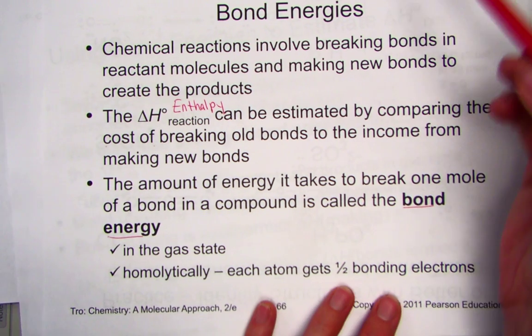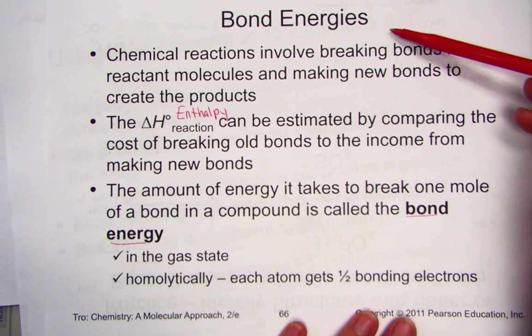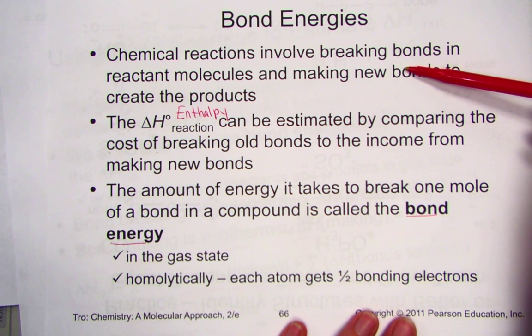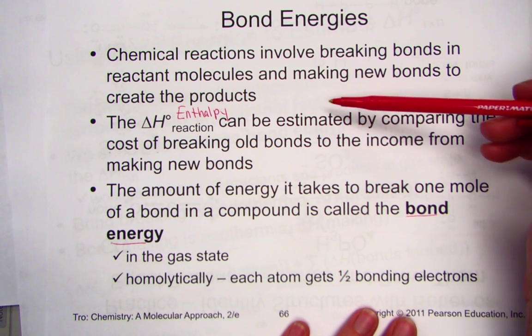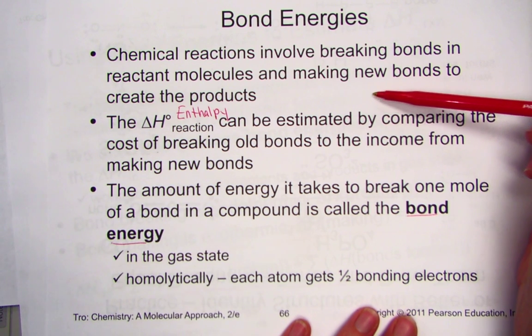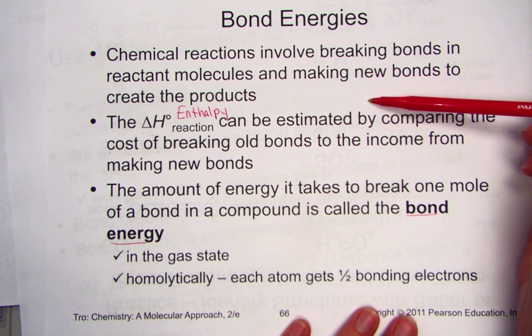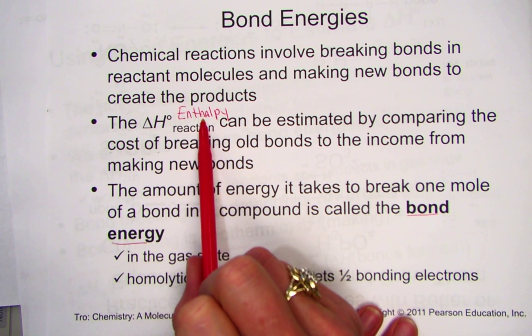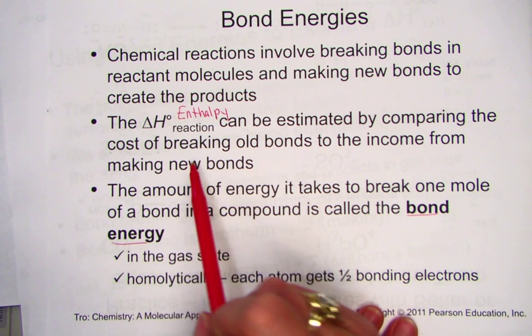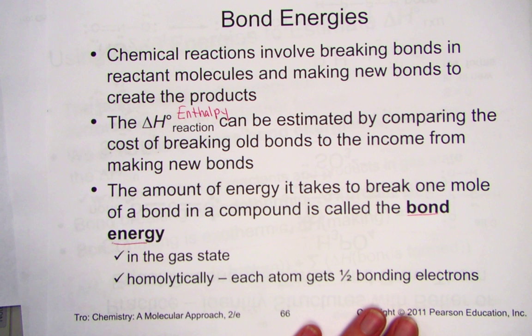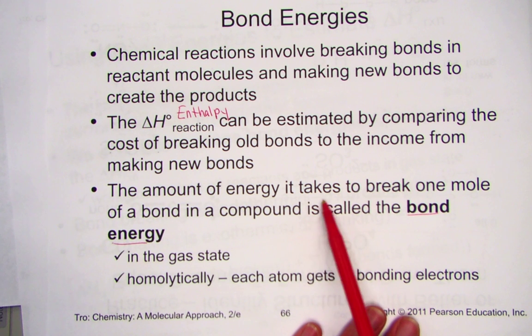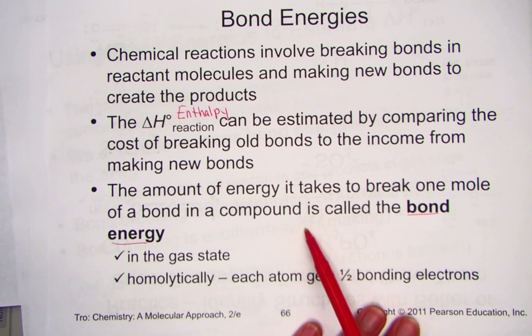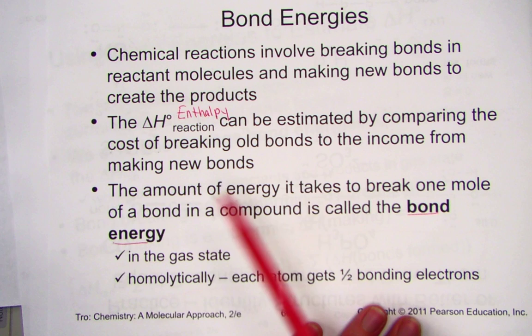The last topic we'll talk about is bond energies: chemical reactions involve breaking bonds in reactant molecules and forming new bonds to create the products. The enthalpy of a reaction, that's what delta H stands for, can be estimated by comparing the cost of breaking old bonds to the income from making new bonds. This amount of energy needed to break 1 mole of a bond is called its bond energy.